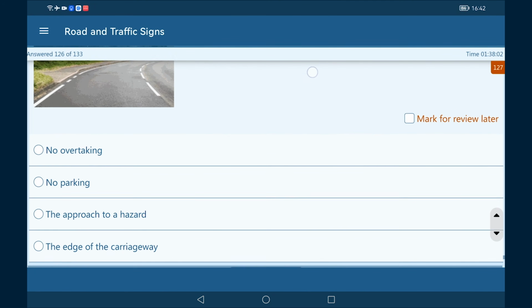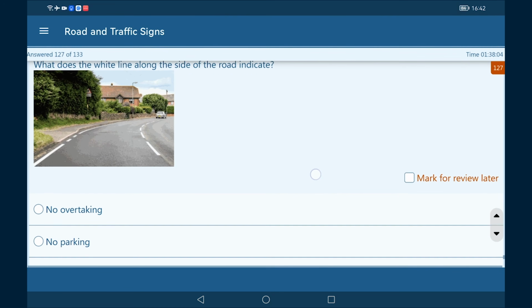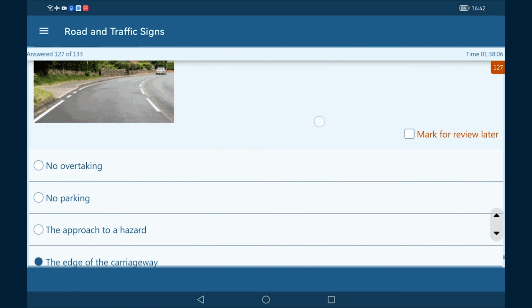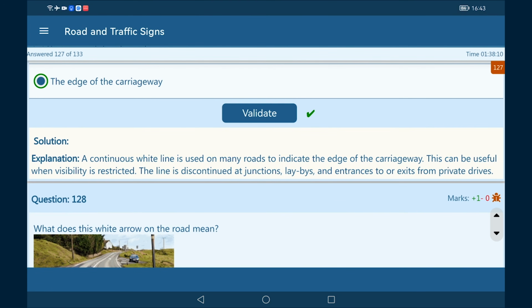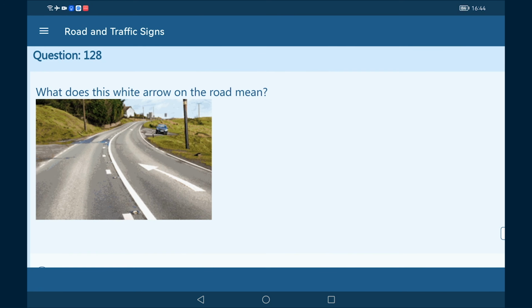Explanation. A continuous white line is used on many roads to indicate the edge of the carriageway. This can be useful when visibility is restricted. The line is discontinued at junctions, lay-bys, and entrances to or exits from private drives. Question.